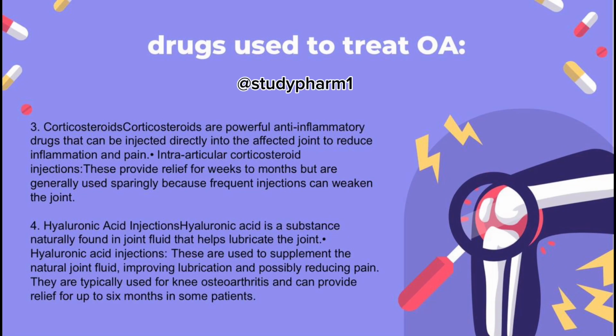3. Corticosteroids. These are powerful anti-inflammatory drugs that can be injected directly into the affected joint to reduce inflammation and pain. Intra-articular corticosteroid injections provide relief for weeks to months, but are generally used sparingly because frequent injections can weaken the joint. 4. Hyaluronic acid is a substance naturally found in joint fluid that helps lubricate the joint. Hyaluronic acid injections are used to supplement the natural joint fluid, improving lubrication and possibly reducing pain. They are typically used for knee osteoarthritis and can provide relief for up to 6 months in some patients.